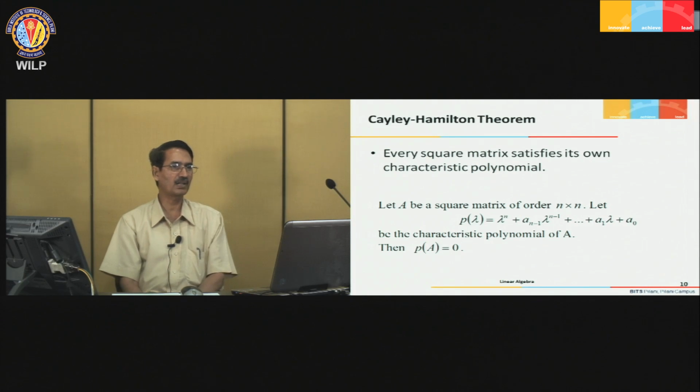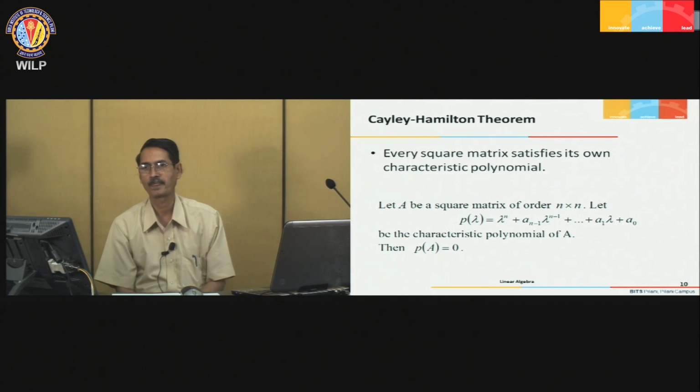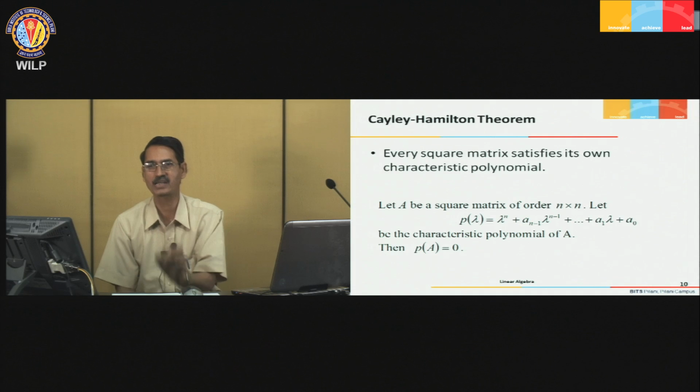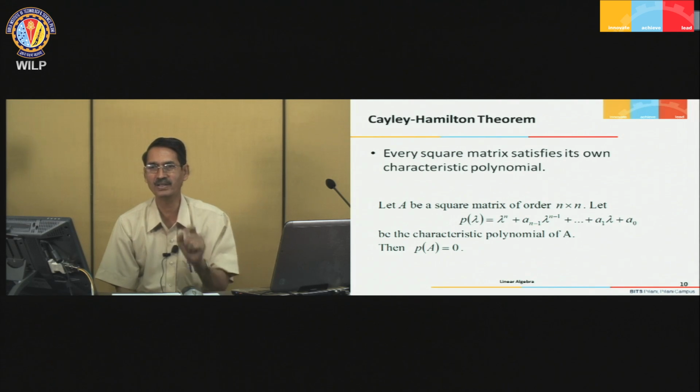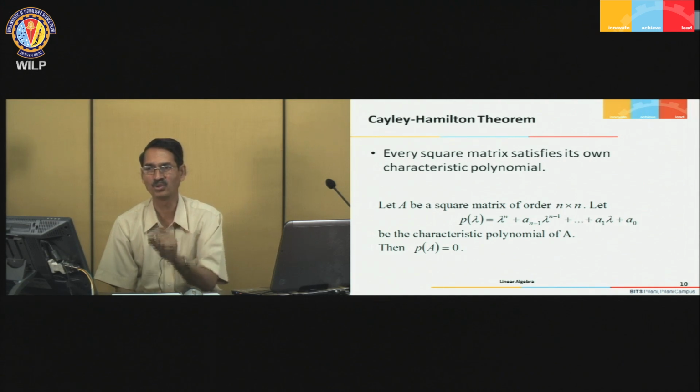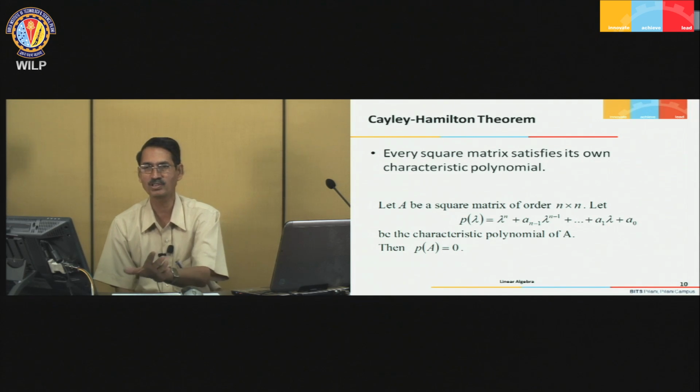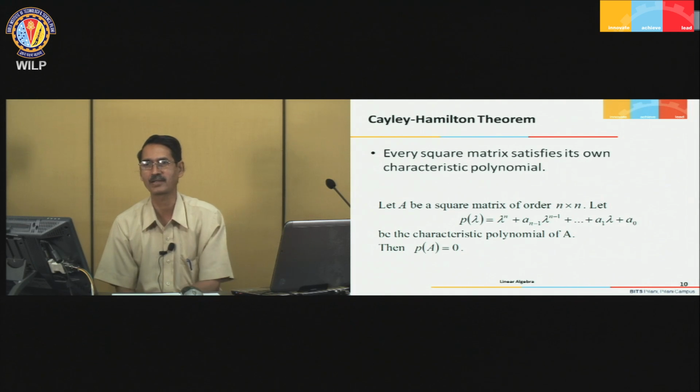This result is also a very important result, that is known as Cayley-Hamilton theorem. Cayley-Hamilton theorem states that every square matrix satisfies its own characteristic polynomial. I have defined what is the meaning of characteristic polynomial. Characteristic polynomial is determinant of A minus lambda I, that is your characteristic polynomial. And if A is a square matrix of order n, then this characteristic polynomial is a polynomial of degree n.